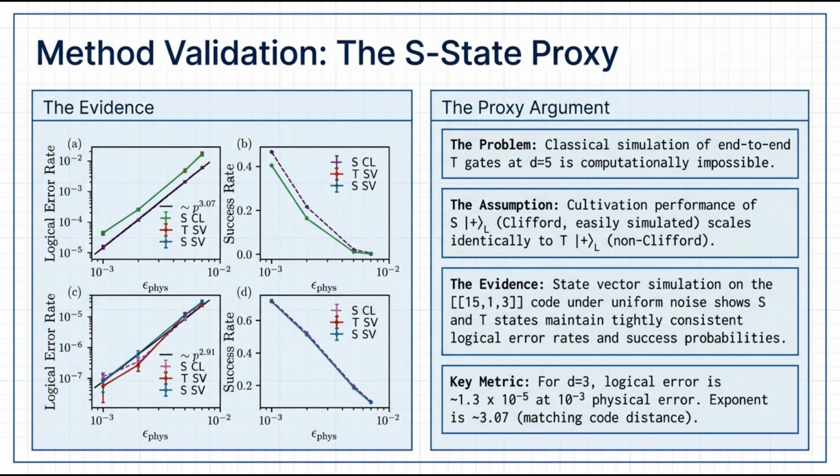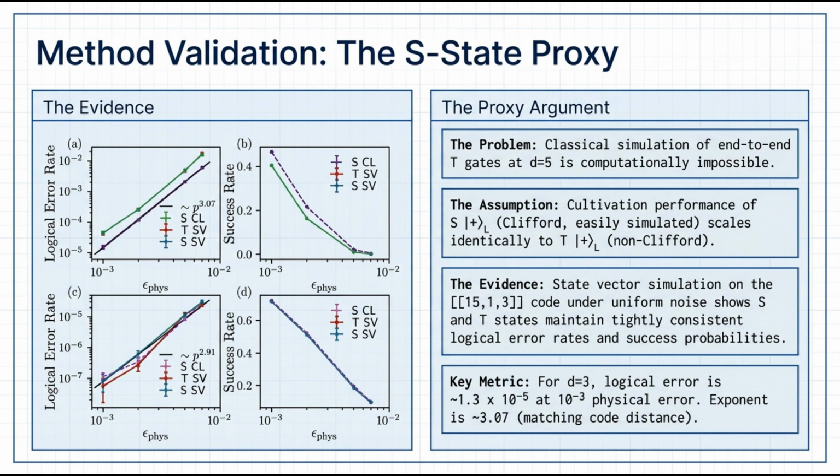To verify its validity, the authors executed state vector simulations on the 15:1,3 tetrahedral color code. Plots A and B show the logical error rate and success rate under uniform noise with idling noise, while plots C and D show the results without idling noise. The state vector simulations of both S and T state preparations align tightly.